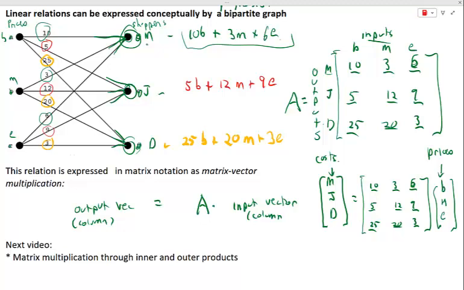And in the next video, we'll see how we can use this representation to understand matrix multiplication. I'm going to introduce a couple of concepts that you may or may not be familiar with, inner and outer products, and show how you can analyze this process of matrix multiplication through inner and outer products.